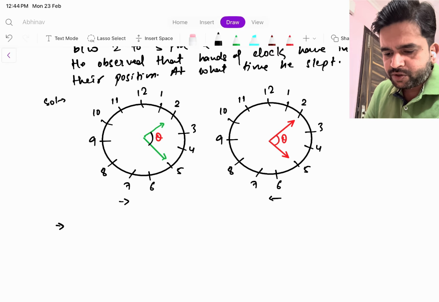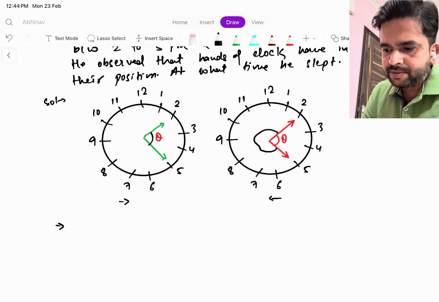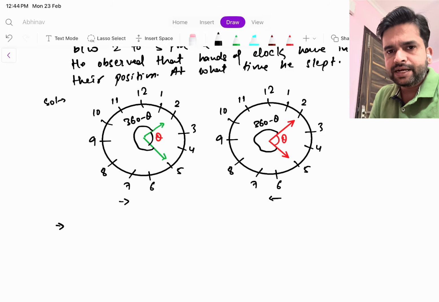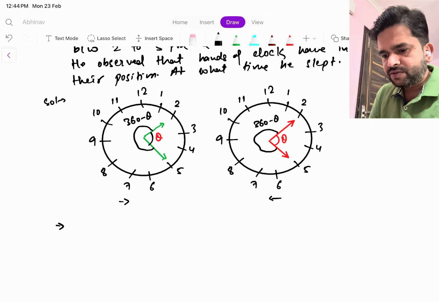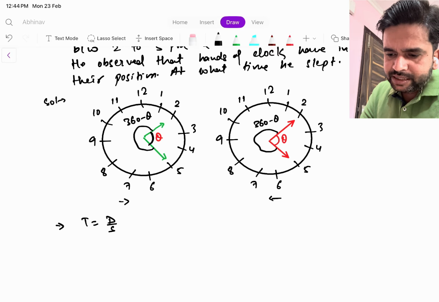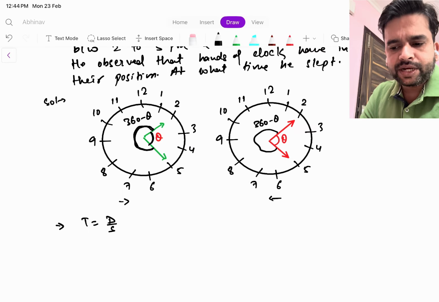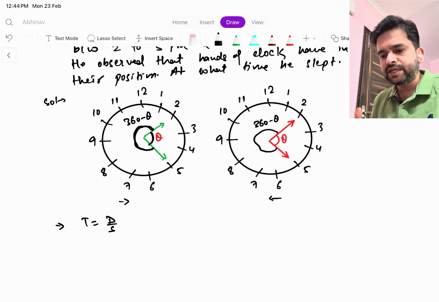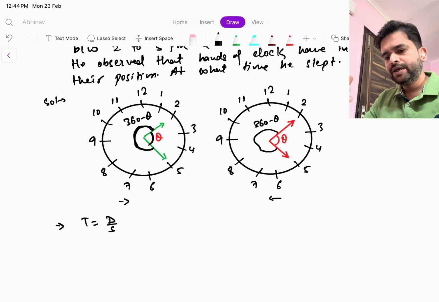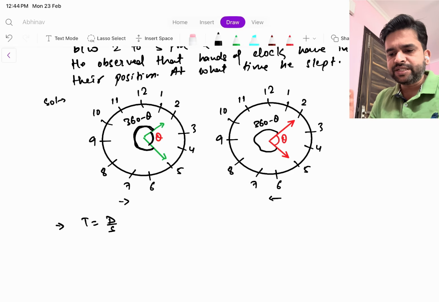So let us approach this question. In this scenario, this theta and this remaining angle, which is 360 degrees minus theta, are the same in both scenarios. So let us convert this situation in terms of time. We know that time is equal to distance upon speed. So the time required for theta is equal to the time required for 360 minus theta. Both times are the same. The time in which the minute hand has covered theta degrees, the hour hand has covered 360 minus theta degrees.